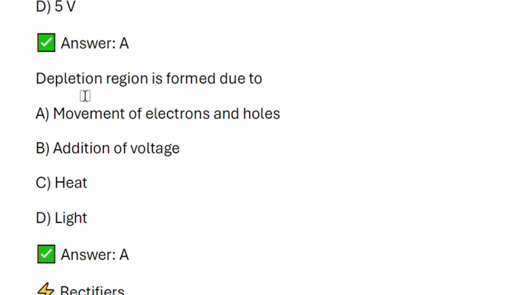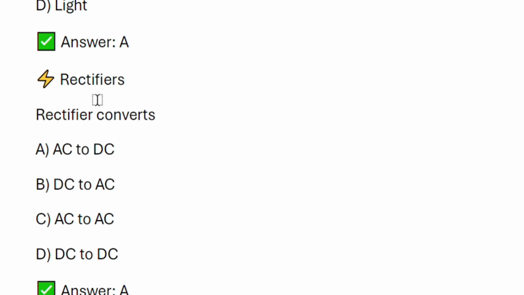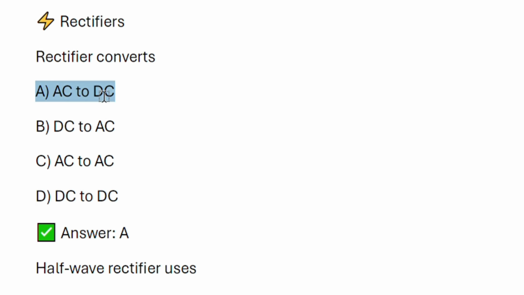Next question. Depletion region reduces in forward bias due to movement of electrons and holes, adding of voltage, heat, light. The correct answer is option number A. Next question. Rectifiers convert AC to DC, DC to AC, AC to AC, DC to DC. The correct answer is option number A, AC to DC.